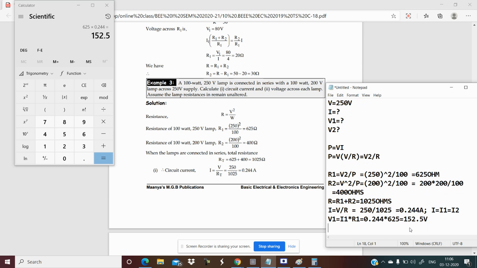Likewise, you have to calculate V2, that is I2 into R2, which is equal to 0.244 into 400, that is 97.6 volts. Okay.